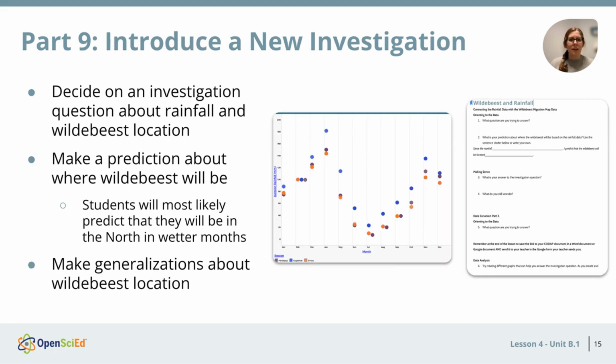Part 9, introduce a new investigation. We're going to decide on an investigation question about rainfall and wildebeest location. And this is where they're going to make that prediction about where wildebeest will be. A lot of students are going to predict that the wildebeest are in the north because that's where more rain is. And more rain equals more grass.